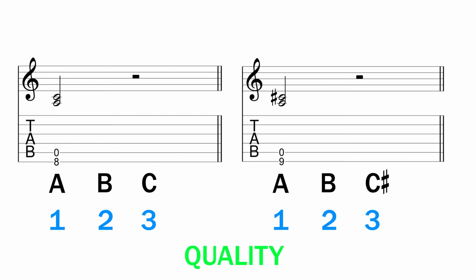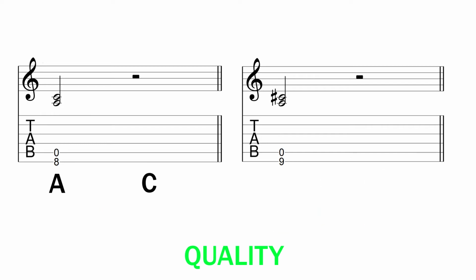The interval quality is the fancy name we give for how intervals sound. Let's hear two intervals and compare how they sound. Here are the notes A and C played together as a harmonic interval. Now here are A and C sharp played together as a harmonic interval. It's clear they're different intervals and sound different. How would you try and describe these two intervals by how they sound? Here they are again back to back.